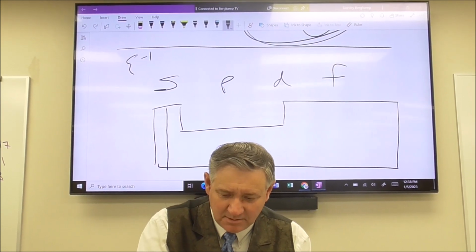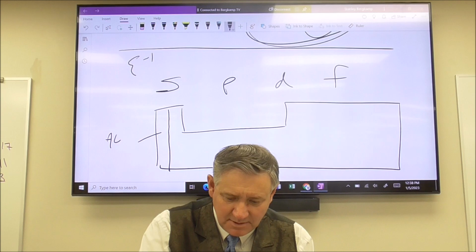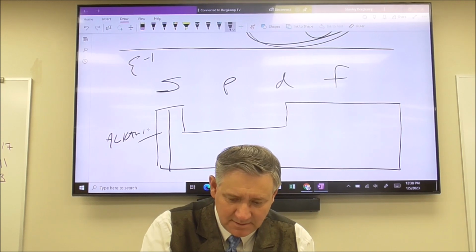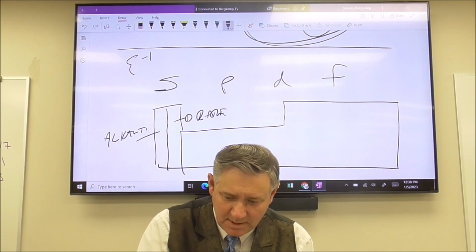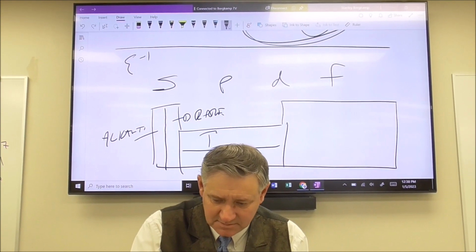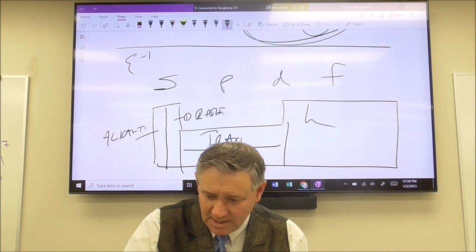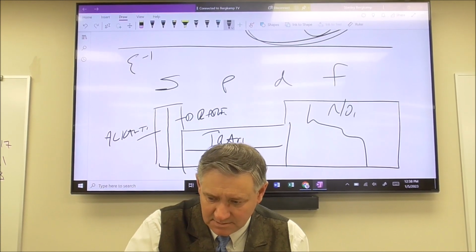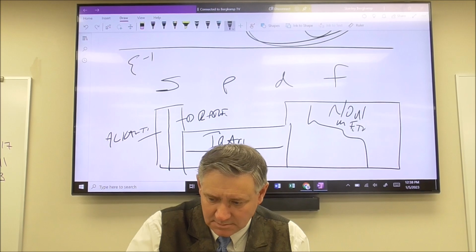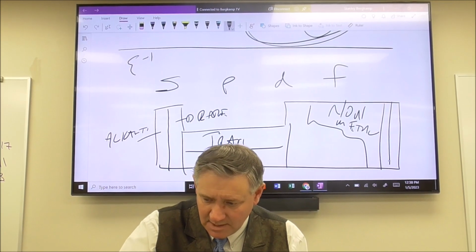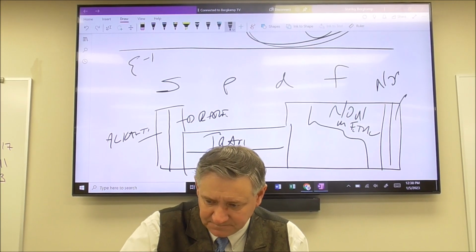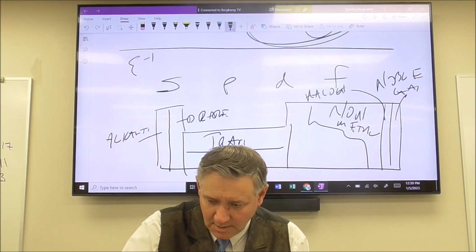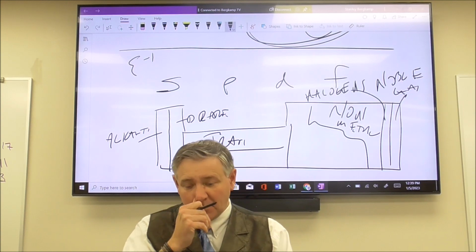And these first 2 columns, remember, here's your alkali metals, okay? And then you have your rare earth, and then you have your transition metals, and then you have your non-metals, and then you have your noble gases, and then you have your halogens. Okay? So, quick refresher.